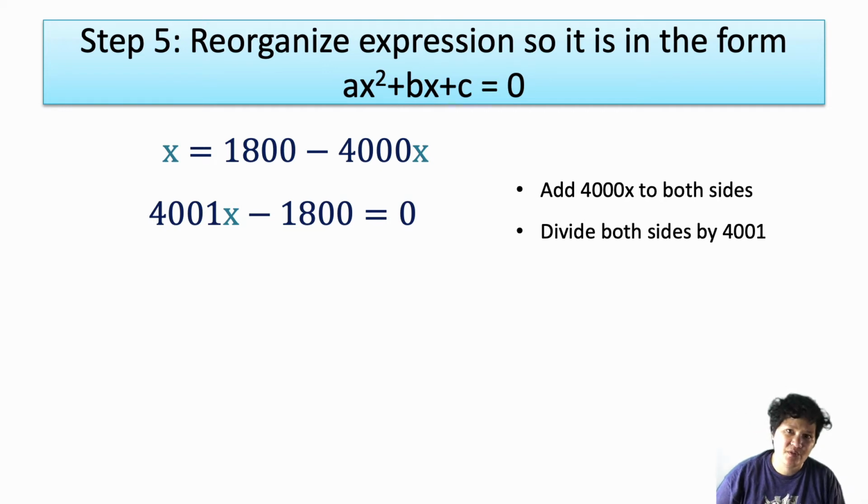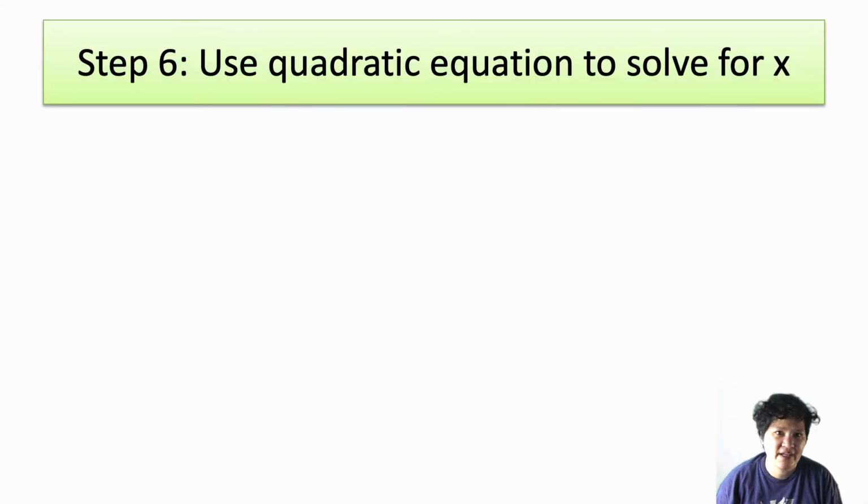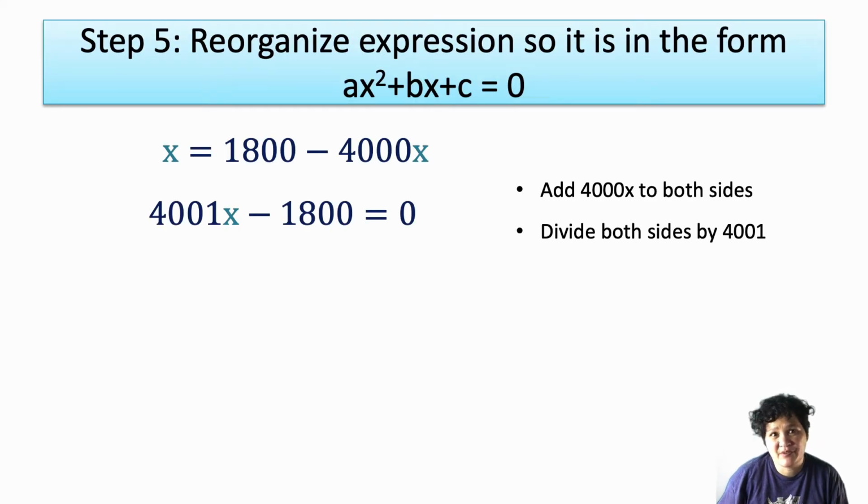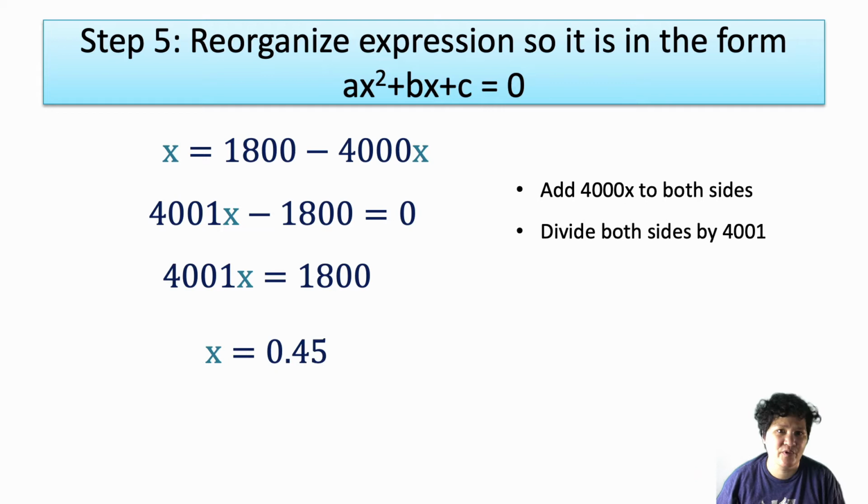So in step 6, we're supposed to use the quadratic equation to solve for x, but we don't actually have a quadratic equation here. We only have an expression in terms of x and a constant. There's no x squared. So we actually don't need to use the quadratic equation. We can just go ahead and solve this for x, and when we do, we get x equals 0.45.